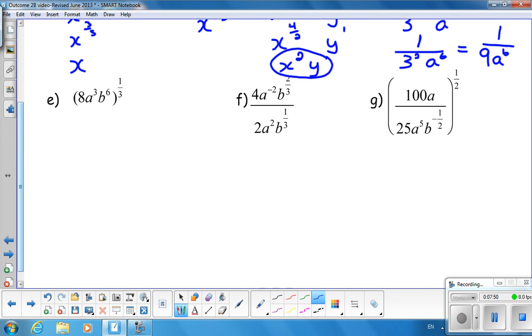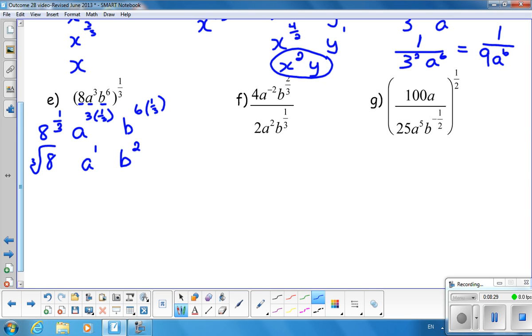Part E, again, that 1/3 has to go to every base inside the bracket. So I have 8, a, and b. So I have 8 to the power of 1/3 times a to the power of, I'm going to multiply those exponents, b to the power of, multiply those exponents. 8 to the power of 1/3, well, an exponent of 1/3 means the cube root of 8. A to the power of, I'm going to multiply 3 times 1/3, will just be 1. And b to the power of 6 times 1/3 will be 2.